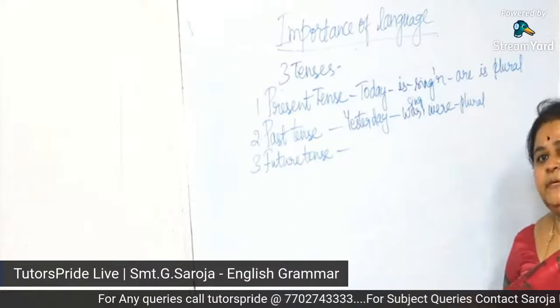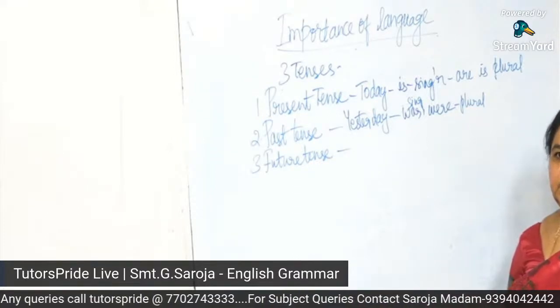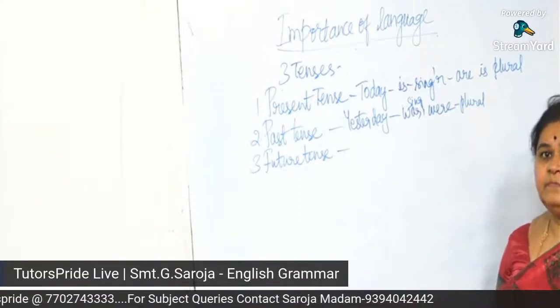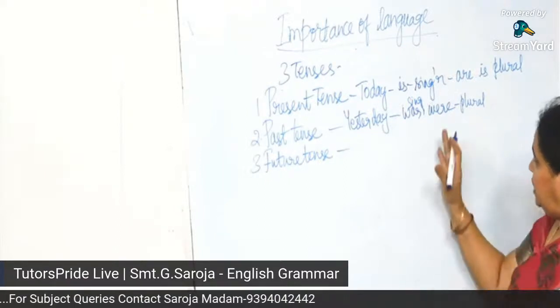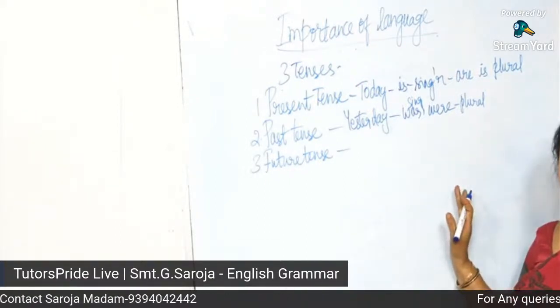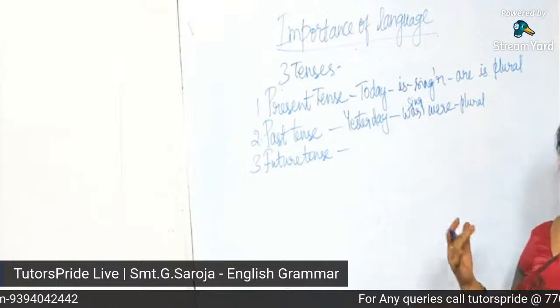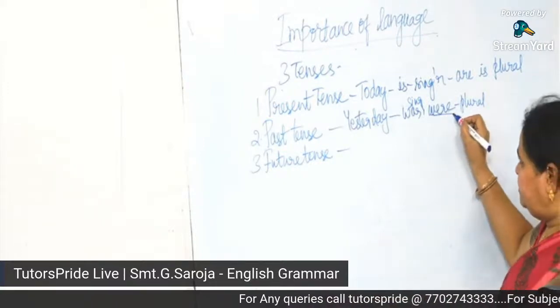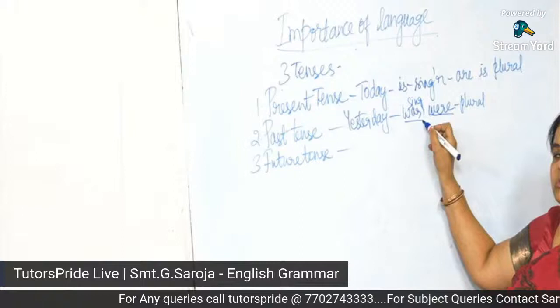Yesterday I was present at the party. Yesterday we went to the movie. We were all attending a party. Yesterday we were all attending one party. Like that. For a plural subject we use were, for a singular subject we use was.